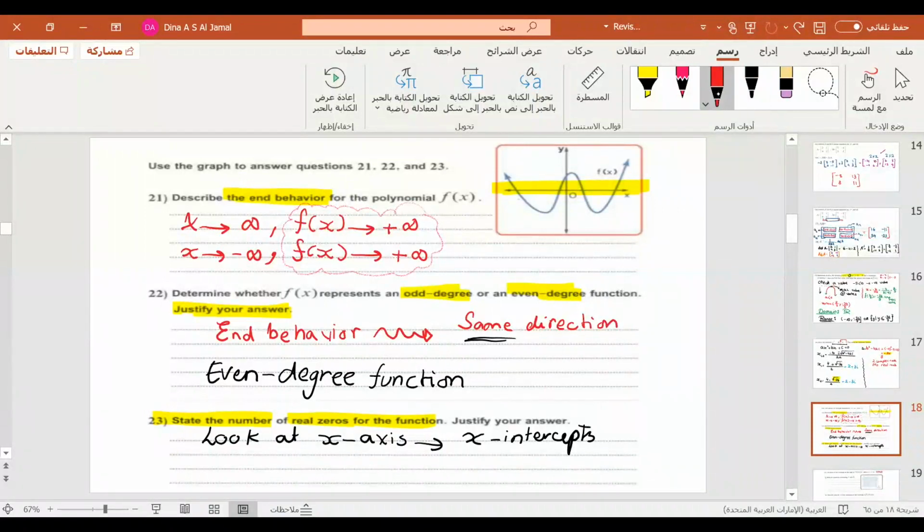Great. Let's count together: 1, 2, 3, and 4. So I'm having 4 real zeros because I'm having 4 x-intercepts.